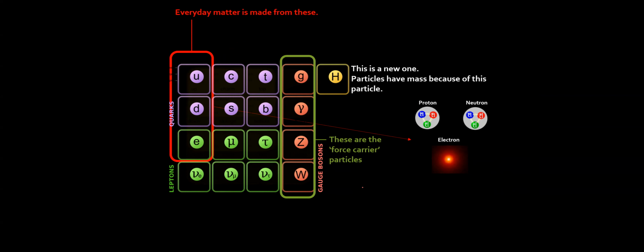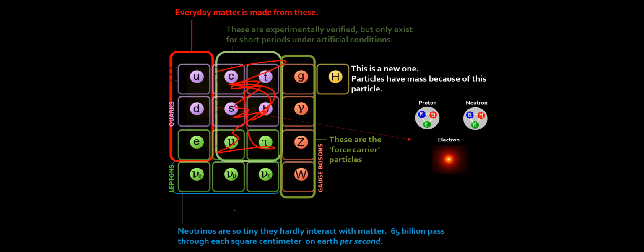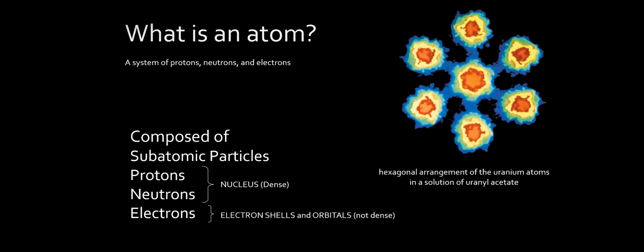Okay. And then the other weird things here, these are all experimentally verified, but they only exist for short periods under artificial conditions. So you don't have to really worry about any of this stuff here. And then there's neutrinos. You probably heard the word neutrino. Neutrinos are in the same class of thing as electrons, really, really small, really, really light. And there's 65 billion of them passing through every single square centimeter of your body per second. That's kind of crazy. Really, we don't know what they do. I don't know what they do. Maybe somebody does, but whatever.